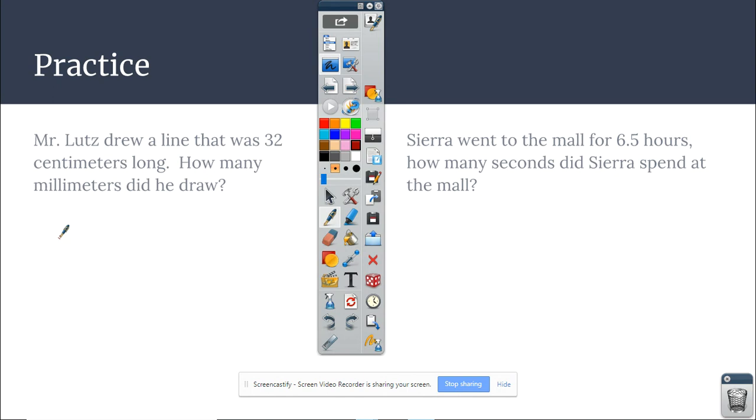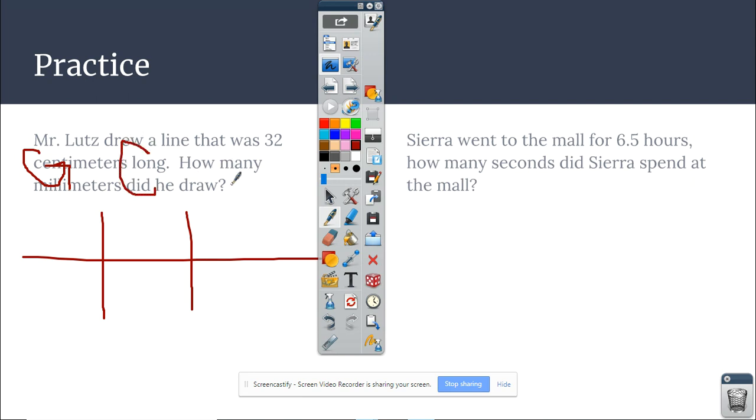So we need to know how many millimeters are in a centimeter. So that means that we have to do some conversion. So we are going to draw our dimensional analysis table. The first slot that we have over here is the given. Okay, this is where we do our conversion, and this is where we get our answer.